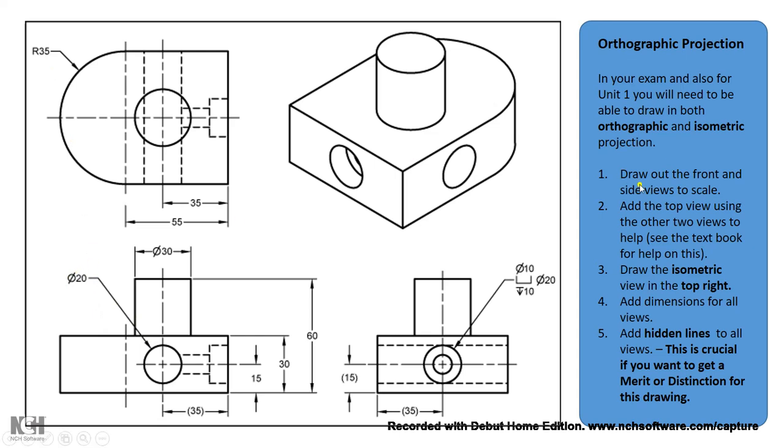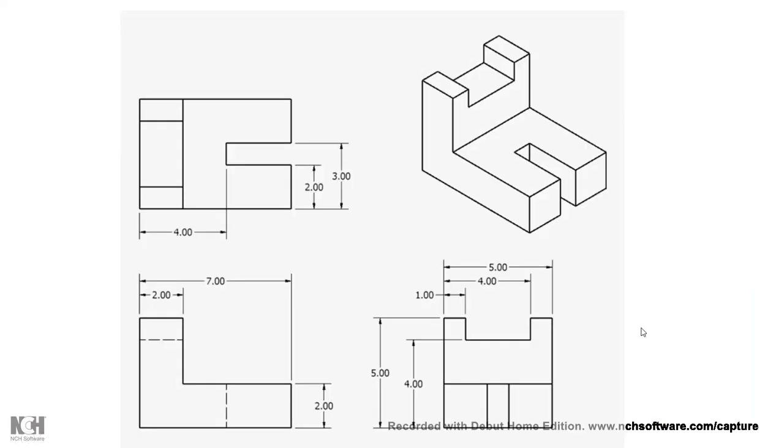Now, I've put down here the different things in your exam, and also for unit one, you will need to be able to draw in both orthographic and isometric projection, and this is what I put down. This is an example again of another object done in orthographic projection. This doesn't have any circles on it, so it's a little bit clearer for those people. It does have the isometric view, but you can see how dimensions are done, and I liked how this is done. Especially notice how it uses one line, and that one line can be used, especially at this end, for a number of different dimensions.